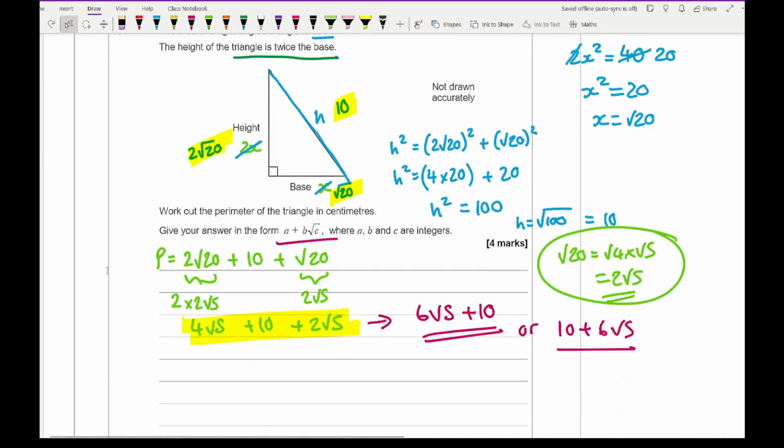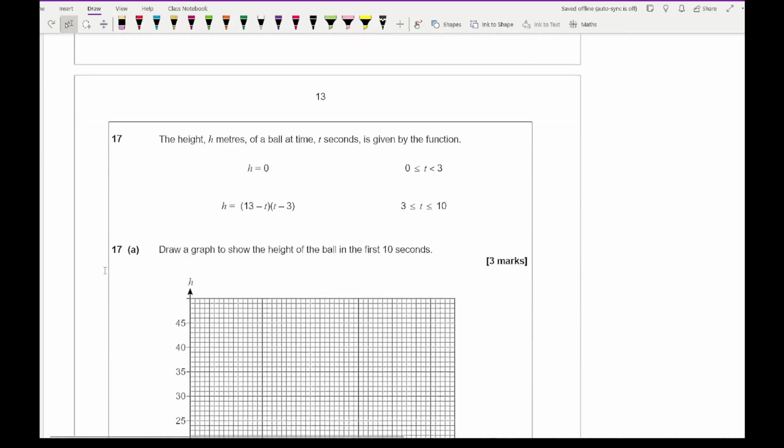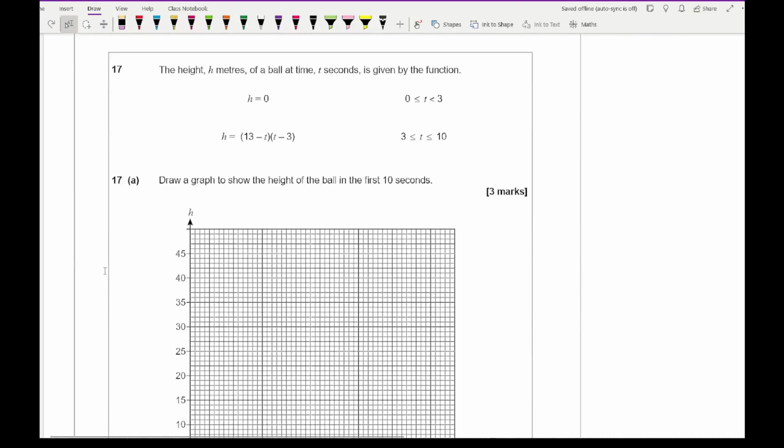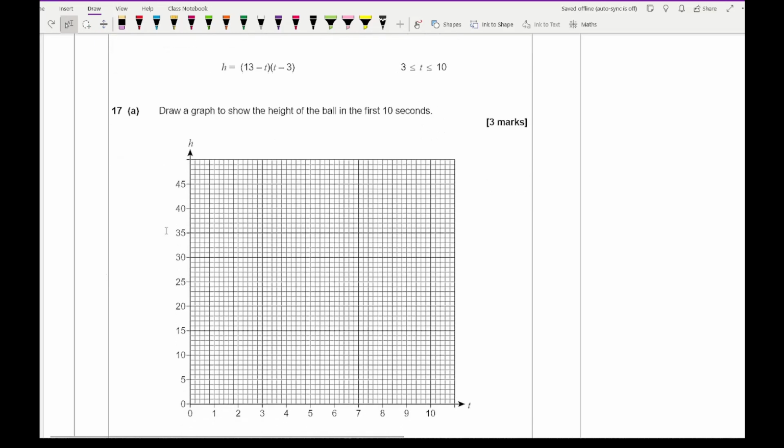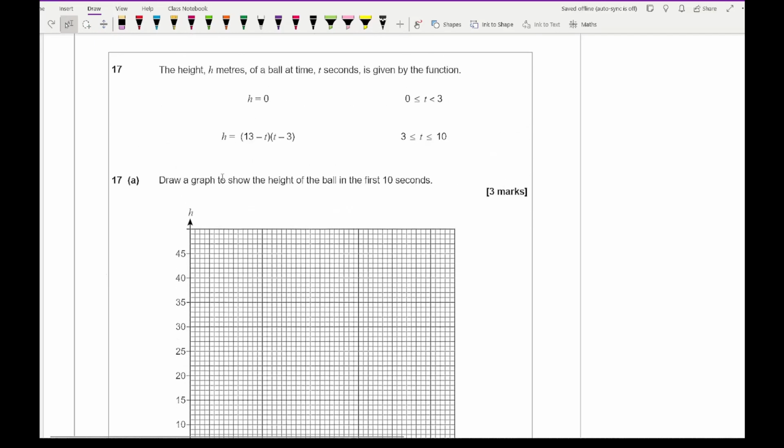full marks. Moving on to question 17, it says the height h of a ball at time t seconds is given by the function, and the question is asking us to draw a graph to represent the height of the ball in the first 10 seconds. Now, if you've not looked at function graphs before, then do not worry, but basically when you are using values of t between this range here, you need to use this function.